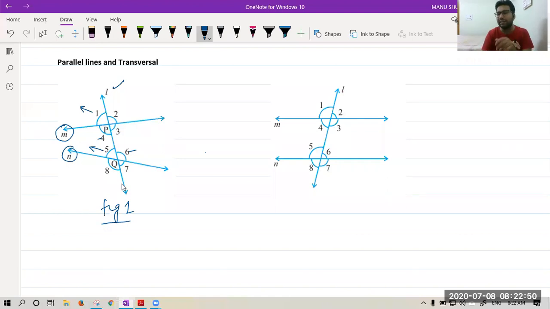Okay, the only thing we can say here is that vertically opposite angles will be equal, because for vertically opposite angles we don't need parallel lines. When two lines intersect each other, there are two pairs of vertically opposite angles, and we are sure those will be equal. But 4 and 6 can be equal only when these lines m and n are parallel. If m and n are not parallel, you don't have equal corresponding angles, you don't have equal alternate interior angles, and you don't have that supplementary property also.